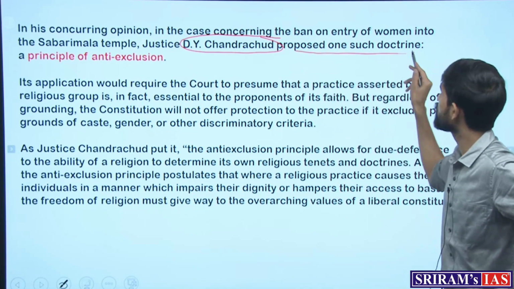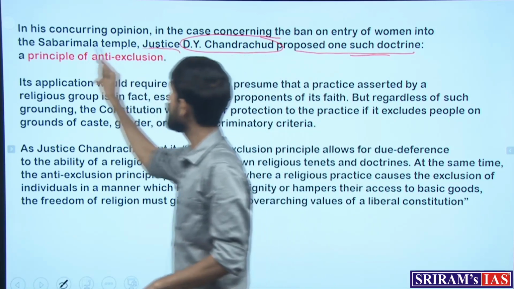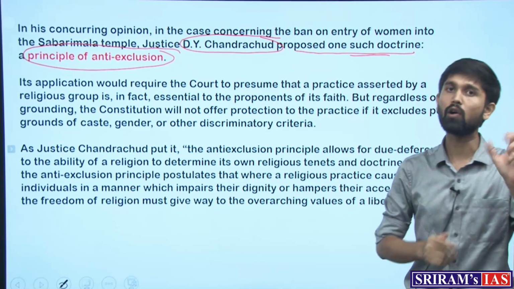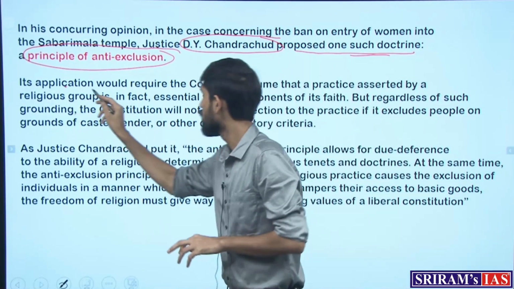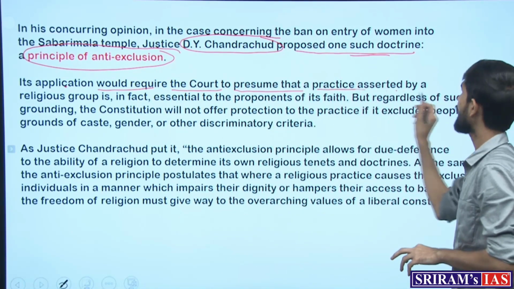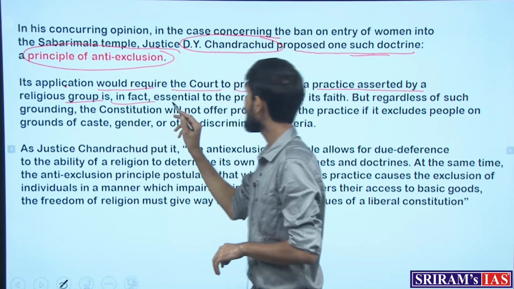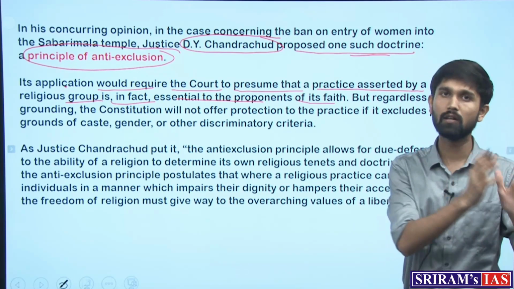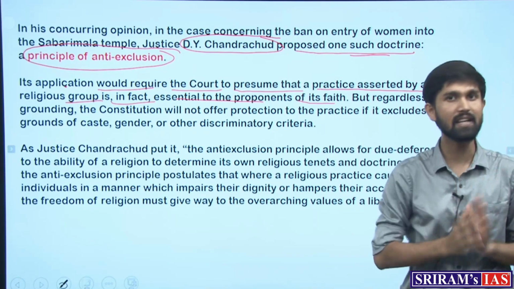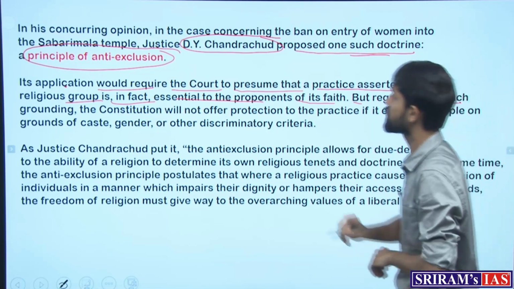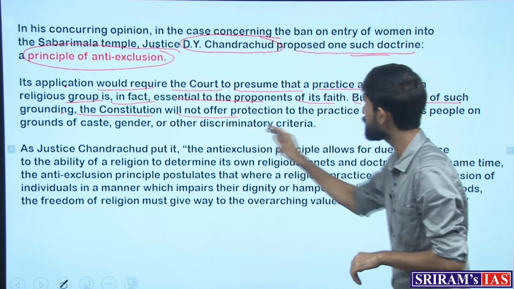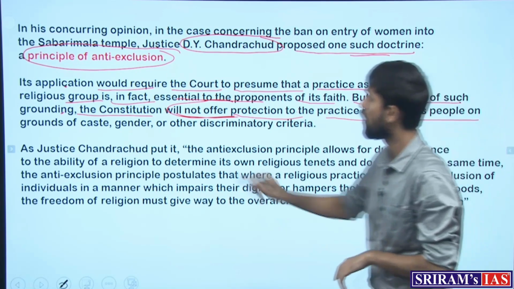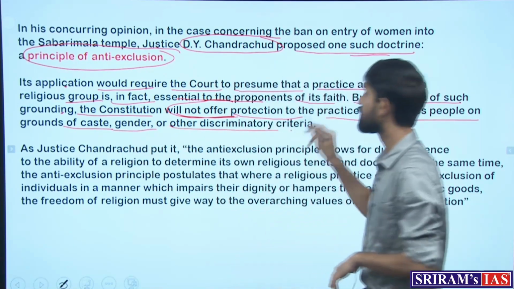It's an alternate solution or alternate doctrine known as the principle of anti-exclusion. What is this principle of anti-exclusion? According to Justice D.Y. Chandrachud, its application would require the court to presume that a practice asserted by a religious group is in fact essential to the proponents of its faith. So the doctrine says that the first assumption is that every practice is an essential practice for the religion. But regardless of such grounding, the constitution will not offer protection to the practice if it excludes people on the ground of caste, gender or other discriminatory criteria.